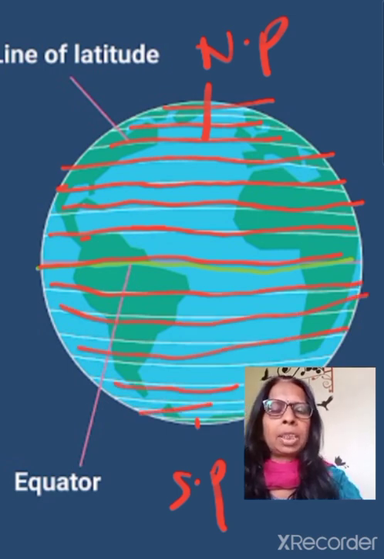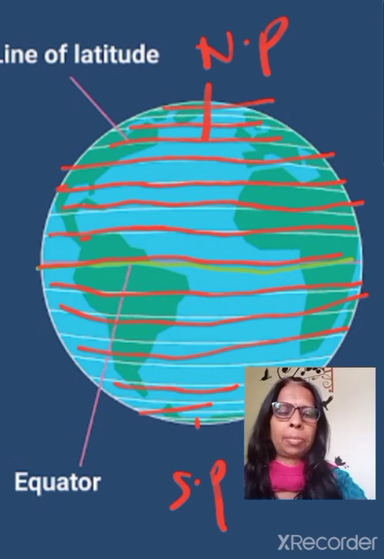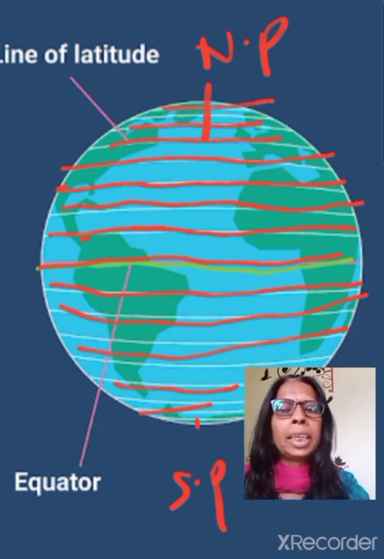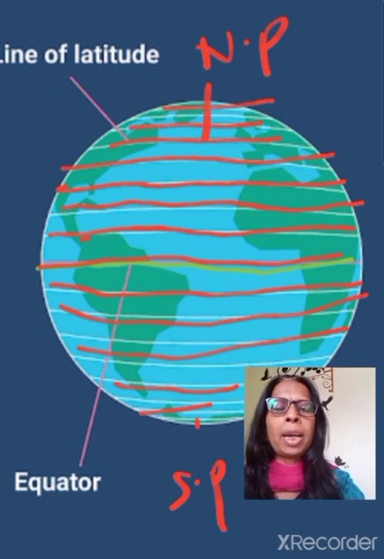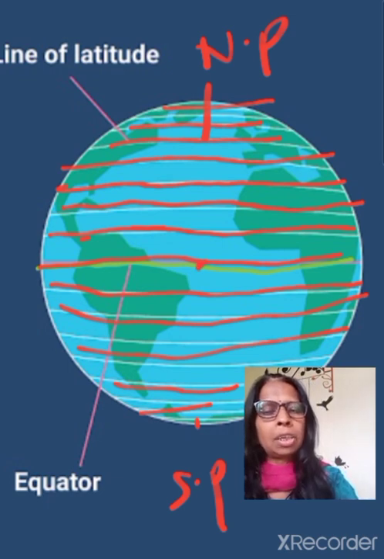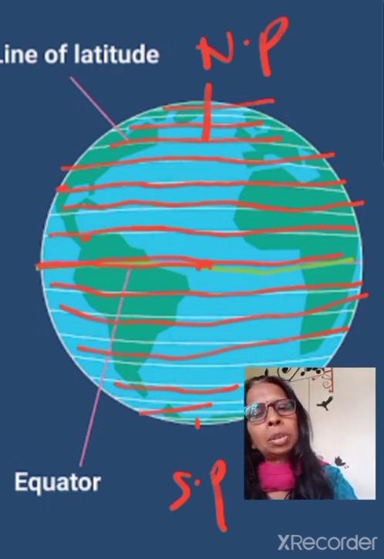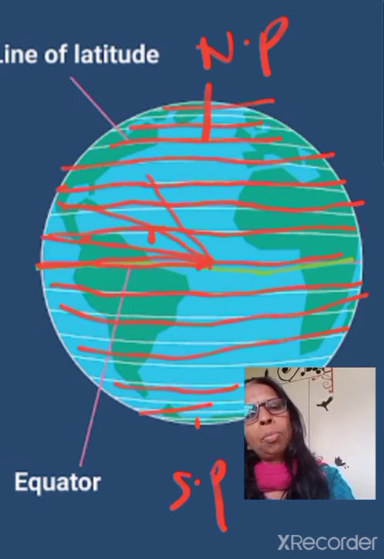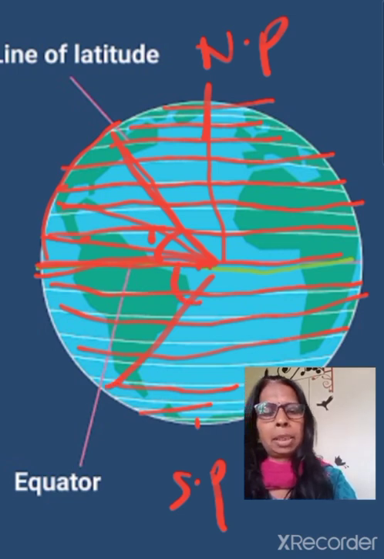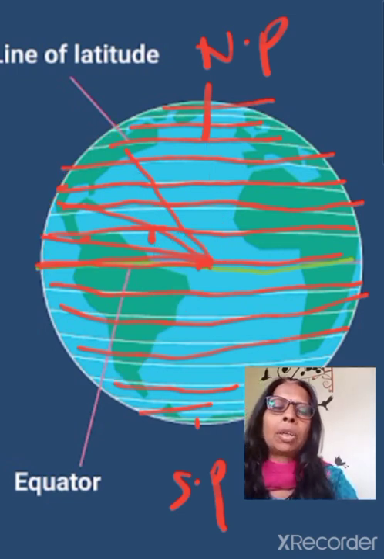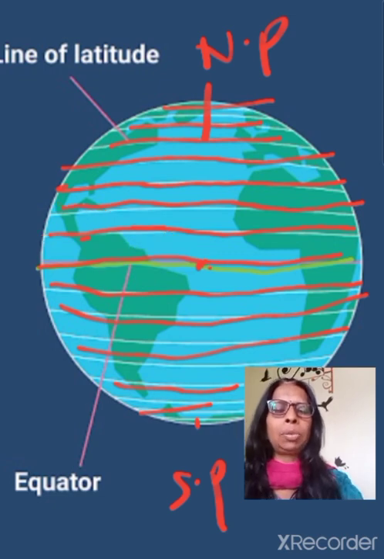Then how many lines are there, or how many degrees of latitudes? Literally they form an angle. Supposing this is the center, the interior of the earth. They form an angle from the center to this particular area. So this is the angular distance. Try to understand this basic concept. This angular distance determines how many degrees of latitudes there are.